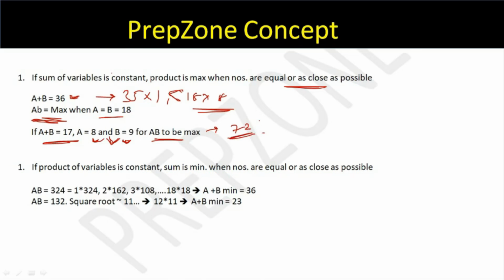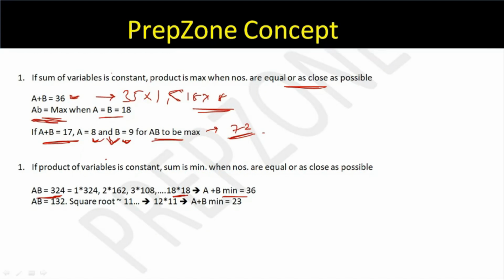जब भी sum constant है, product maximum तब होगा जब numbers are equal or as close as possible. Similarly, अगर product constant given है, AB is equals to 124, तो sum minimum होगा जब numbers are equal or as close as possible. So yeah, that's it. Is this clear? These two identities. इसको ध्यान में रखना and try to apply it in subsequent questions.